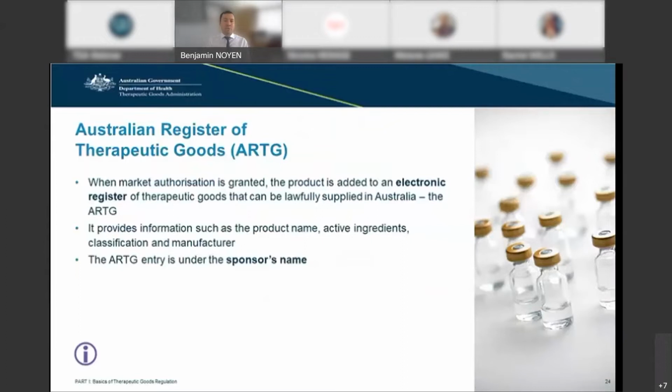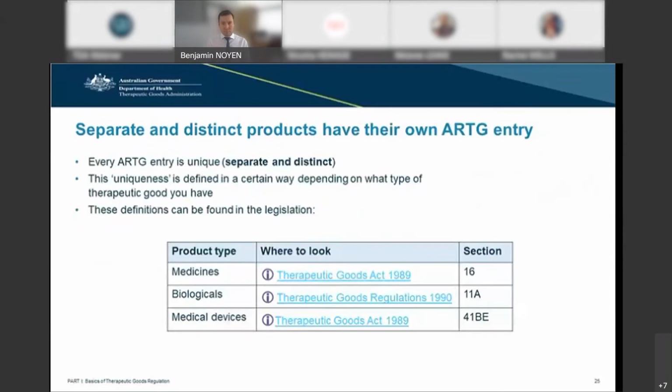When market authorisation is granted, the product is added to the ARTG, as I mentioned earlier. The ARTG is an online database on the TGA website where you can search using keywords. It's always a good idea to search the ARTG to see similar products that have been supplied. Each ARTG entry is unique in some way, or separate and distinct. This uniqueness depends on the type of therapeutic good you have. Please look at the definition in the legislation that is relevant to your product as shown on the slide.